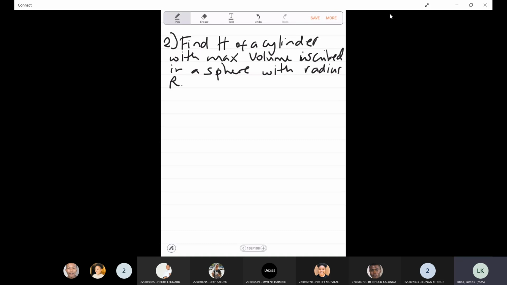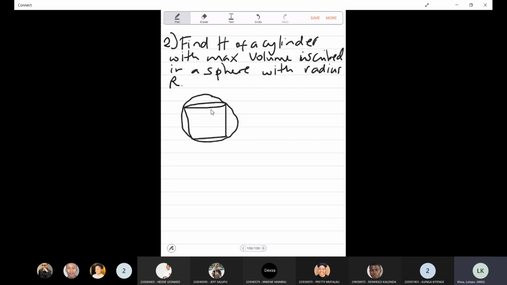Now with these questions, it's very important that you draw a sketch so you understand all the dimensions and how the two shapes go together. So what we have is a sphere like this, and then inside that sphere we have a cylinder that looks something like that. The only thing we know in this question is that the radius of this sphere is capital R.